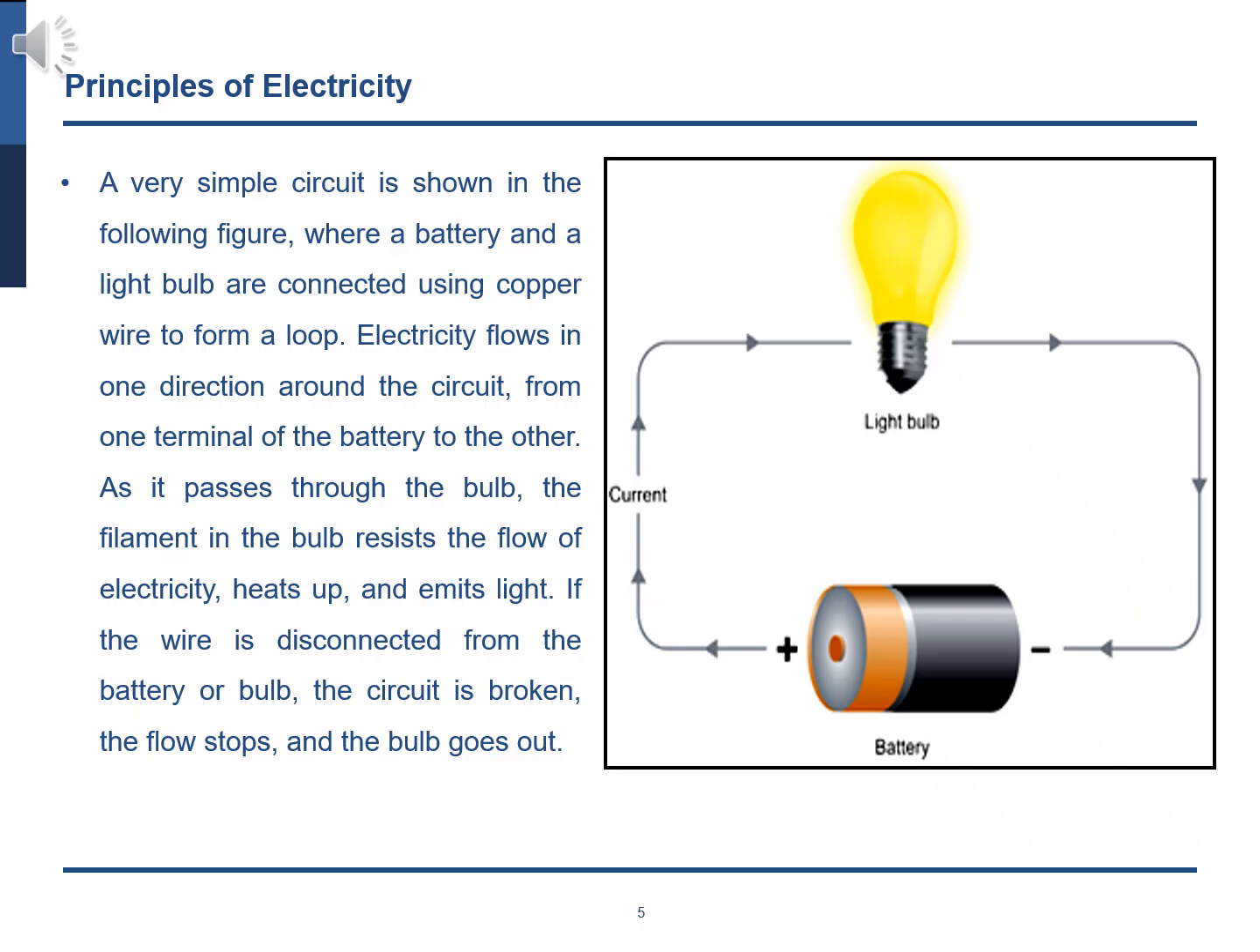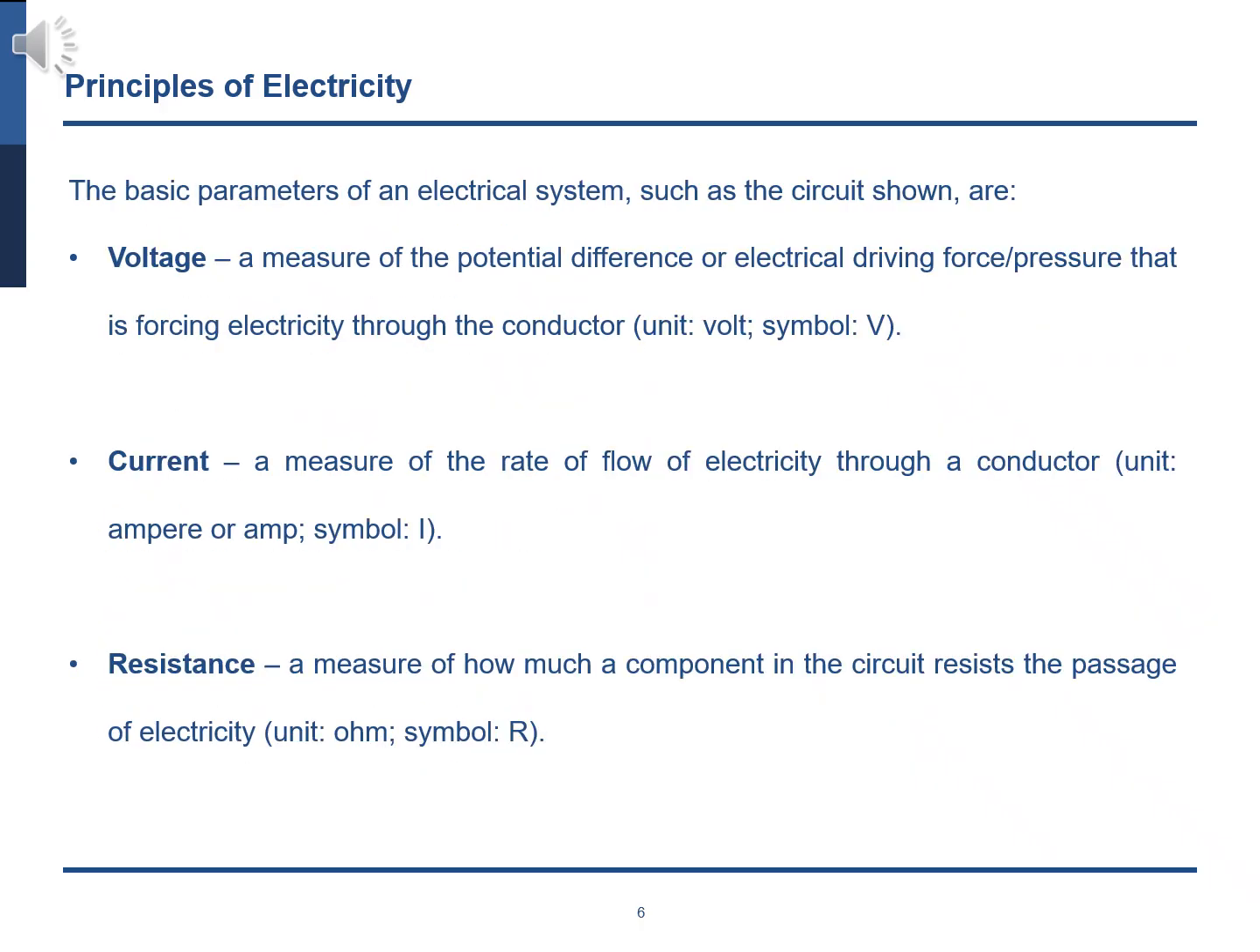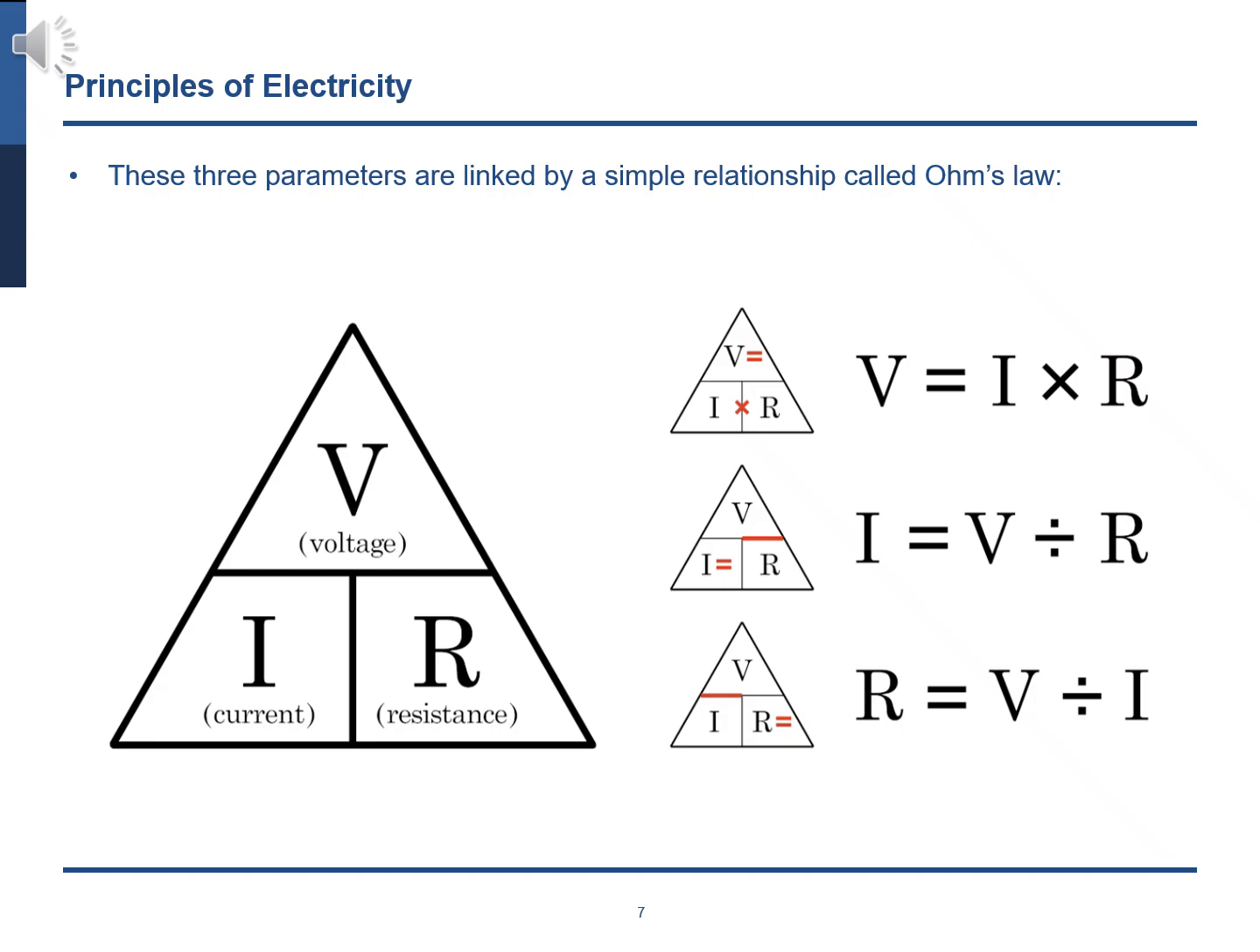The basic parameters of an electrical system, such as the circuit shown, are: Voltage, a measure of the potential difference or electrical driving force/pressure that is forcing electricity through the conductor, unit: volt, symbol: V. Current, a measure of the rate of flow of electricity through a conductor, unit: ampere or amp, symbol: I. Resistance, a measure of how much a component in the circuit resists the passage of electricity, unit: ohm, symbol: R. These three parameters are linked by a simple relationship called Ohm's law: V = I * R.